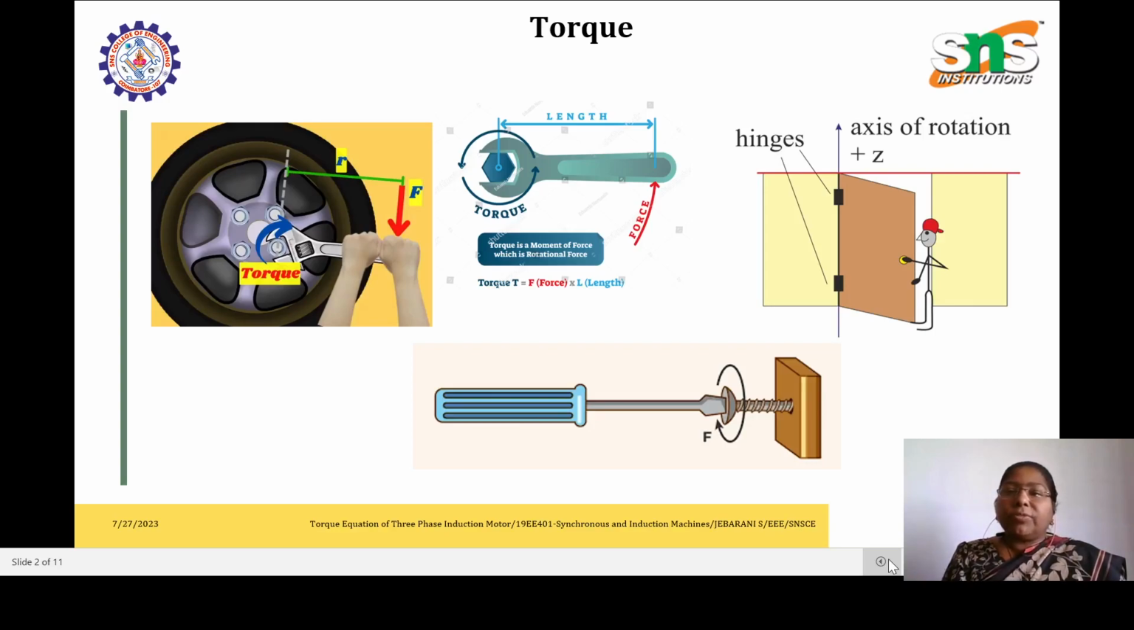Like in the next image, you find a person opening a door. The force that is acting on the hinges of the door is the torque here. So the value of torque will be equal to the force that is applied to the door handle into the width of the door.